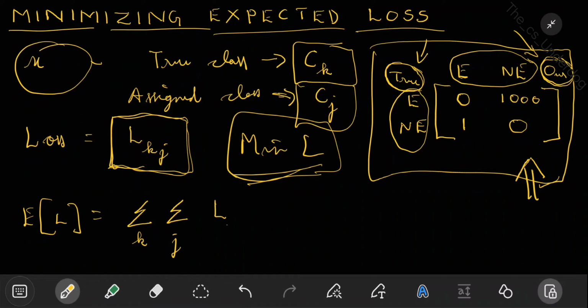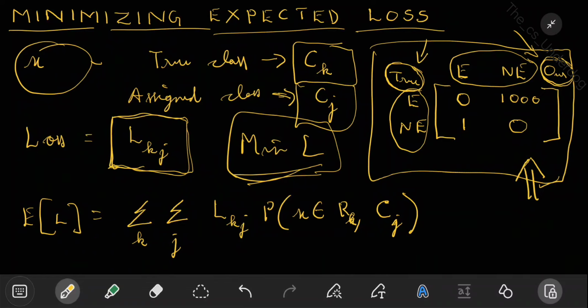What is the term? Lkj into probability of x element of class k, that is ck, and sorry, x element of, let's say, rk, that is the region k, which means it is ideally of kth region, but you are wrongly or correctly, whatever it be, assigning it into cj. So if j equal to k, it is correct assignment, and if j not equal to k, it is wrong assignment, right?